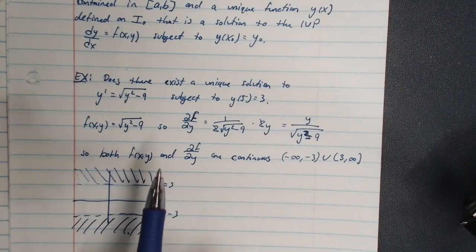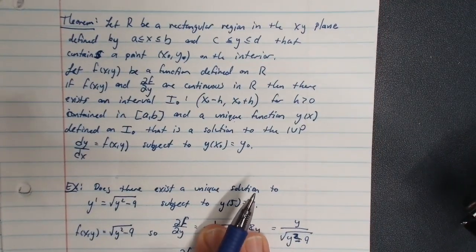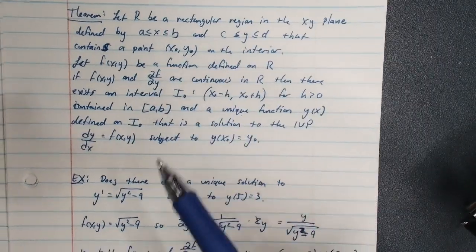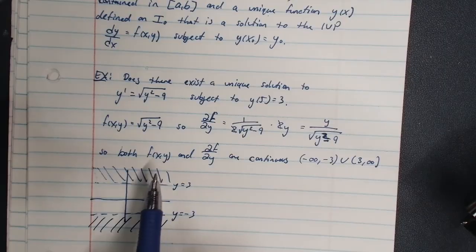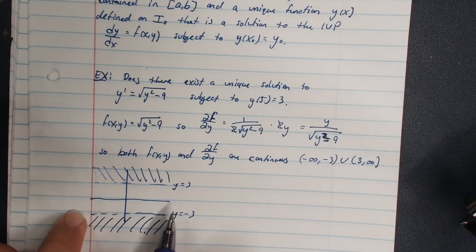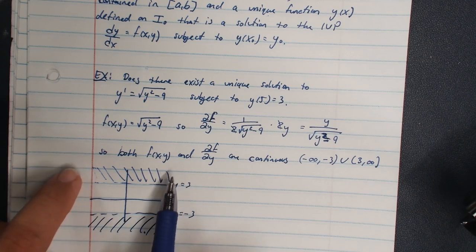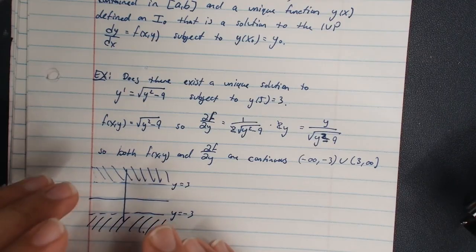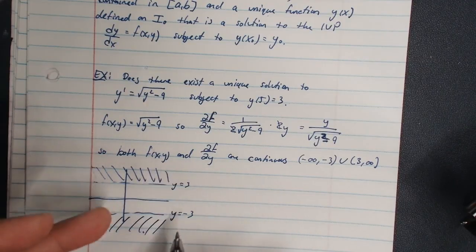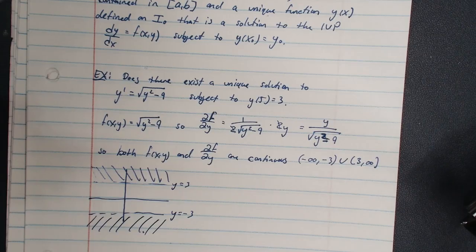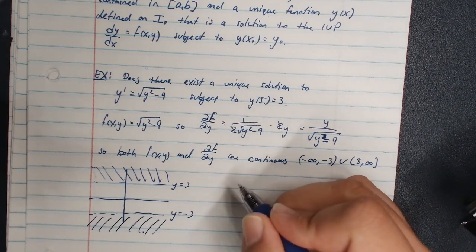Okay, so for our theorem, we have a rectangular region in the xy plane. Well, either of these would satisfy because this is a rectangle. Mind you, it's a rectangle that goes on forever, but it's still a rectangle. Same thing for this one. Oh, right, but you're supposed to have just a single rectangle. Oh, okay, well, pick one. Either of those would work. So as long as our initial condition is inside of either of those, then the theorem says we're guaranteed a unique solution.